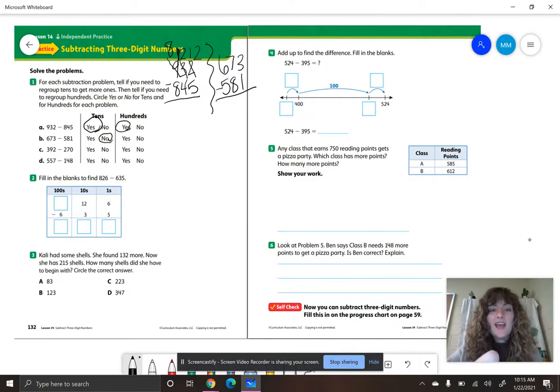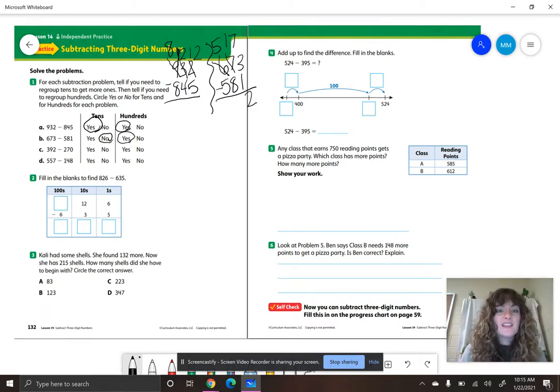So let's look at the tens place. In my whole, I have 7 tens. I am needing to take away 8 tens. Can I take away 8? No. Where am I going to have to regroup? The hundreds place. So I regroup 100. So I take 100 and I change it to 10 tens. I put those 10 tens with my 7 tens. Did we need to regroup in the hundreds? Yes.